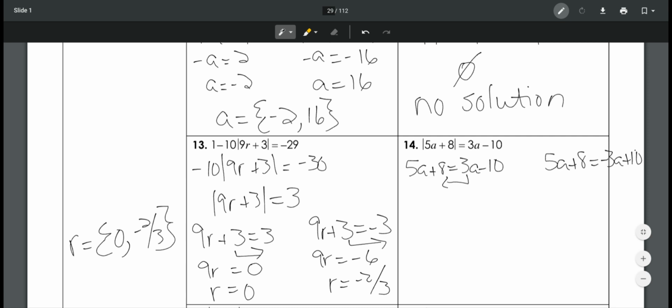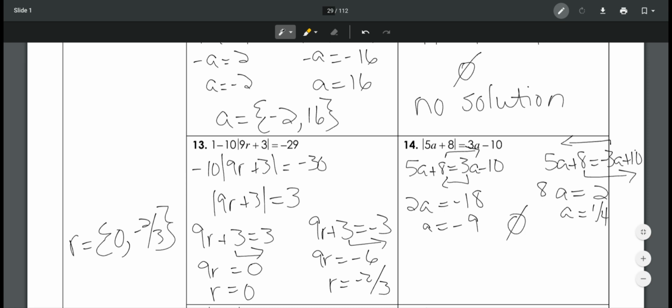I'm going to move 3a to the front and 8 to the back. I'm going to do 2 steps in one. So 2a equals -18 and a equals -9. Here I'm going to do the same thing. I'm going to add the 3a and I'm going to move the 8 to the back. So that gives me 2a equals 2. I'm sorry, that does not give me 2a. That gives me 8a when I add, not subtract. So a equals 1/4 when you divide both sides by 8. Now, this problem has 0 solutions.